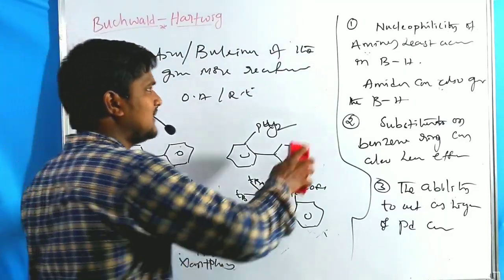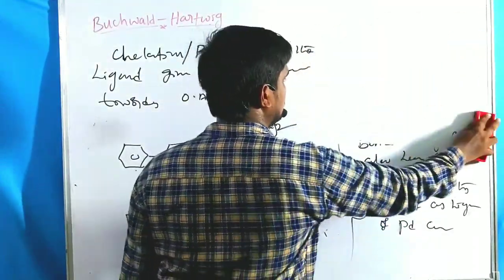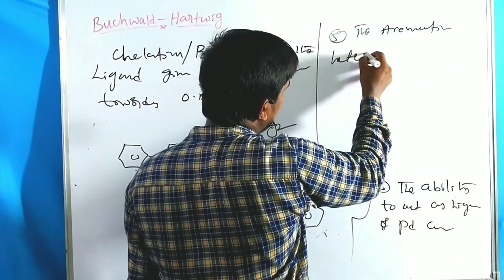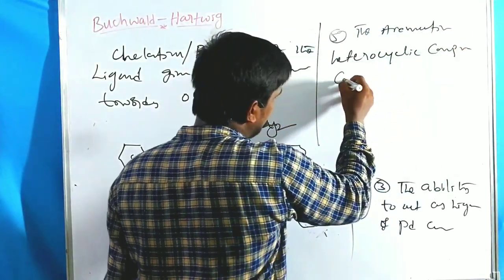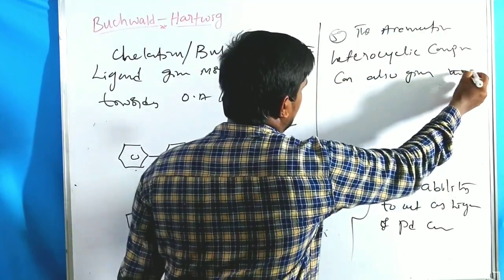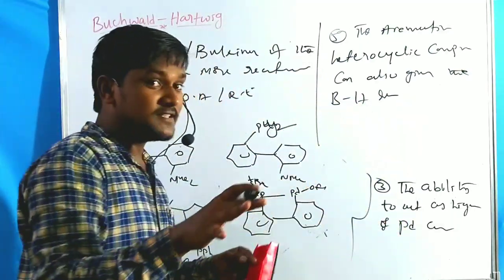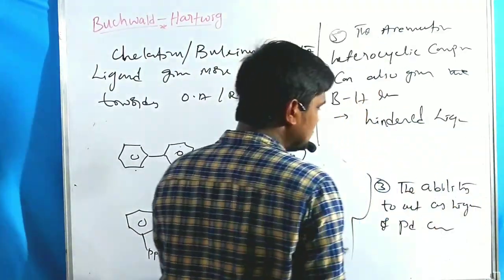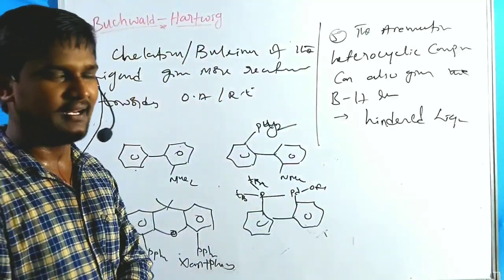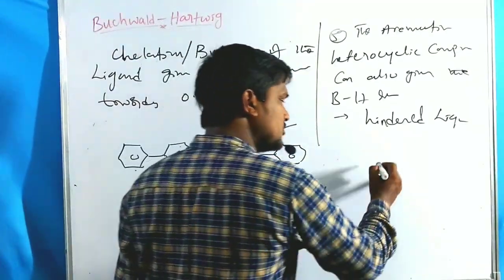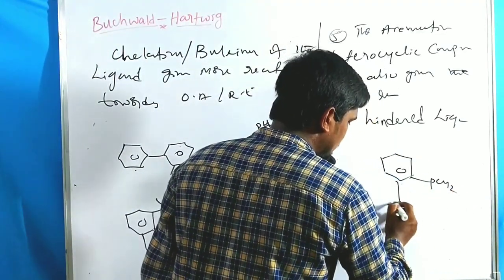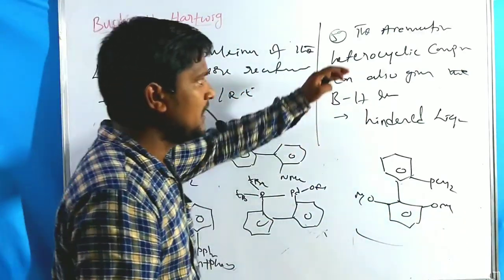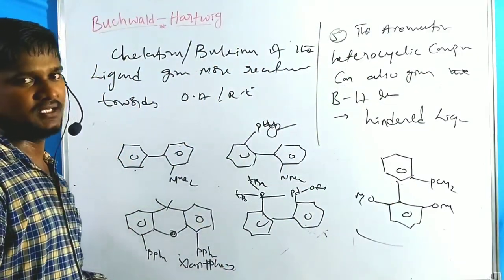Now, the fifth point: aromatic heterocyclic compounds can also give the Buchwald-Hartwig reaction, but in the presence of hindered ligands only. Simple ligands cannot give the heterocyclic aromatic compounds in the Buchwald-Hartwig reaction. In the presence of hindered ligands such as PCy2 and O-methyl rings, the aromatic heterocyclic compounds also undergo Buchwald-Hartwig reactions.